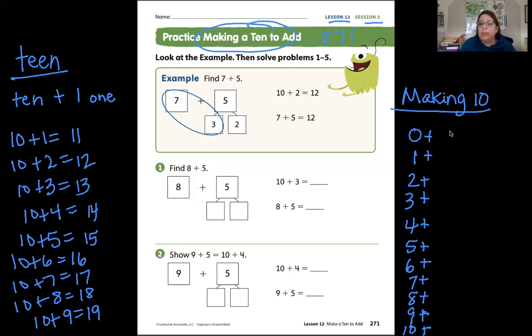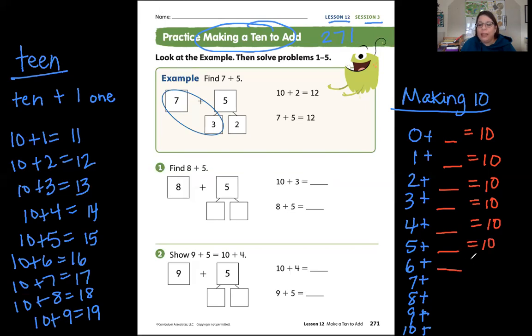Okay, so 0 plus what equals 10? 1 plus what equals 10? 2 plus what equals 10? 3 plus what equals 10? 4 plus what equals 10? 5 plus what equals 10? 6 plus what equals 10? 7 plus what equals 10? 8 plus what equals 10? 9 plus what equals 10? 10, and 10 plus what equals 10?